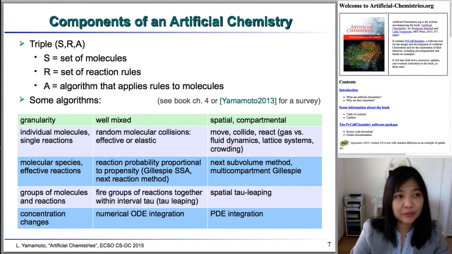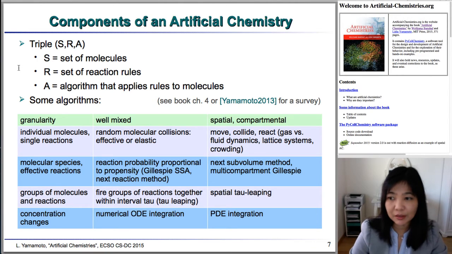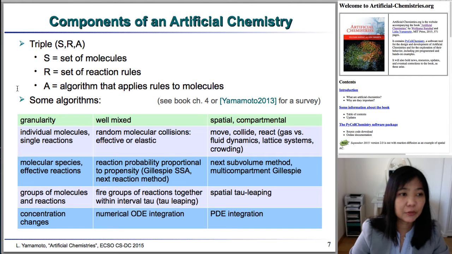Some components of an artificial chemistry. When designing an artificial chemistry, we have to take three elements into account. First is what kind of molecules are needed in the system, and what kind of reactions will happen between these molecules. And when you look at a molecule, how can you determine what kind of reactions will happen? And for that, we also need an algorithm that applies the reaction rules to the molecules.